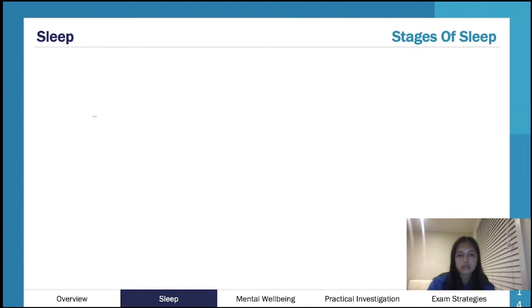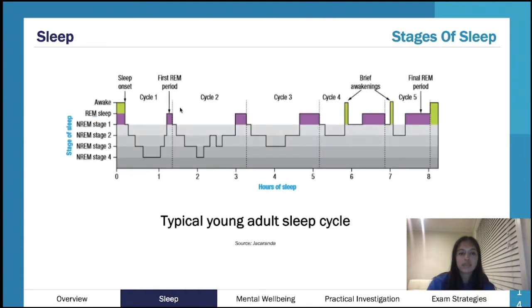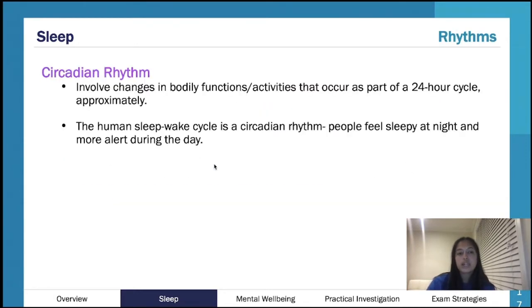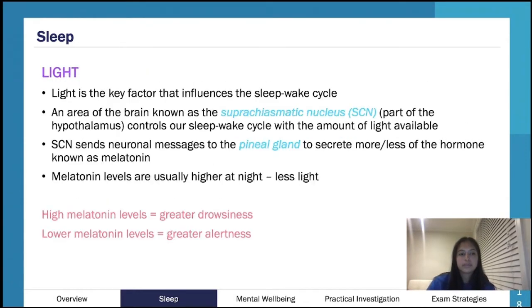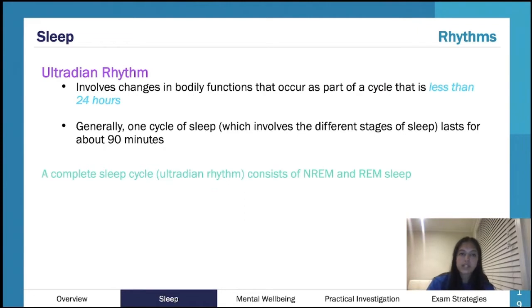I'll flip back to the little graph here. So you can see cycle 1, cycle 2, cycle 3. So each of these is an ultradian rhythm. So 5 cycles here, each are an ultradian rhythm. You can see that they're about 90 minutes-ish. Okay, yeah, so that's what we're talking about there.